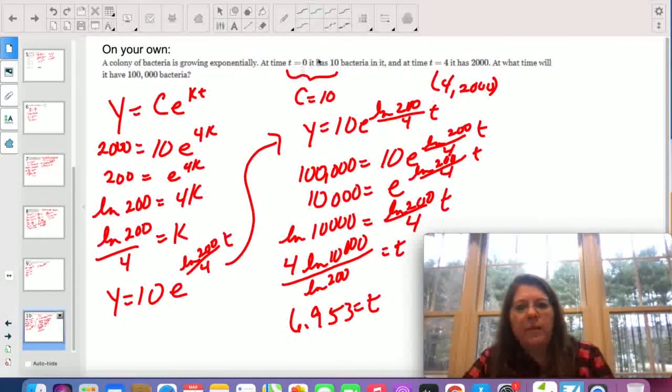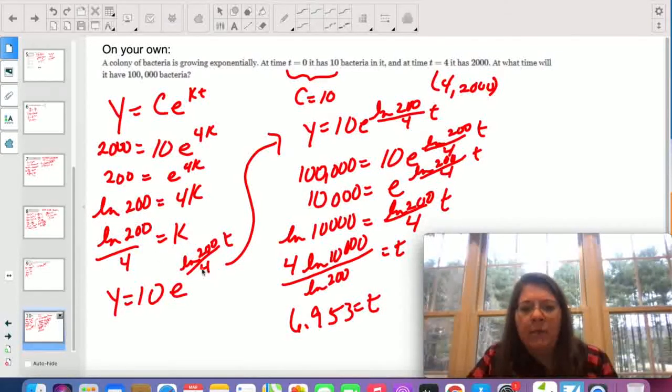Okay, so for this one, the initial C value at time equals 0 is 10. So I put the 10 in for C. At time 4, it has 2,000 bacteria. So 4 was our T value there, and I put 2,000 in. If I divide by 10, I get 200 equals e to the 4k. To get rid of the e, I put a natural log in front. And then if I want to get k by itself, I divide by 4. So my k value here is natural log of 200 over 4.